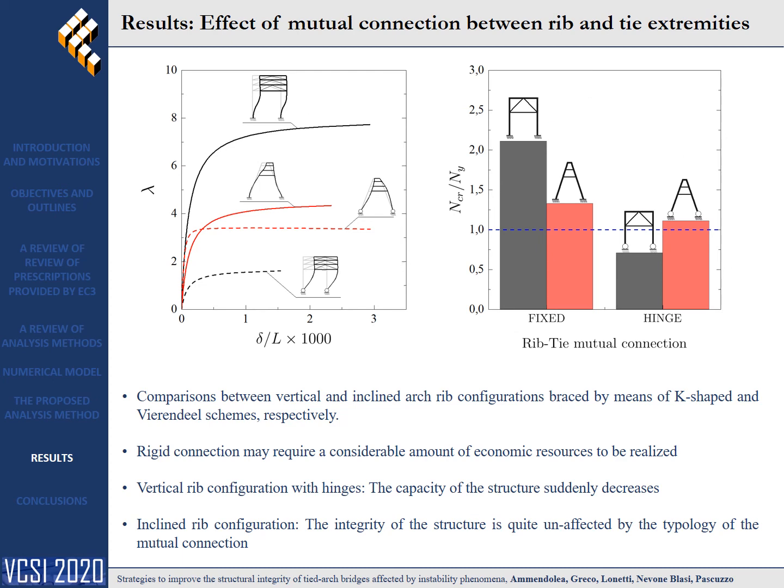By inclining the arc ribs, this behavior is avoided, since the nonlinear behavior of the structure is unaffected by the kind of joints between rib and tie extremities. This behavior may be explained by the fact that rib inclination leads to a bridge structure characterized by an A-shaped transversal geometrical configuration, which provides a notable lateral stiffness mainly due to its geometry. This aspect provides great advantages in the case of long span lengths, since fewer economic resources may be employed to brace the structure.